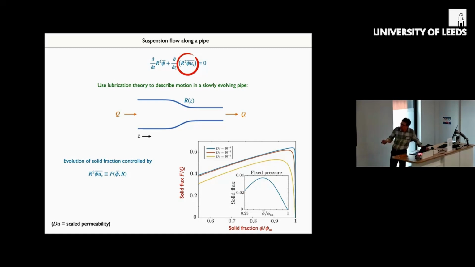Everything is controlled by this grouping here, R squared phi U_S bar, which is the average flux of solid, which I'm just going to call capital F. And I haven't gone through the details of how you get that, other than that you integrate the equations I was talking about and it drops out. But you can plot what it looks like, and you get something that looks like this. So here, there's too much on this plot, so I apologize, but don't panic too much about the different lines. They're just for different permeabilities, which I'm characterizing by something called the Darcy number. You can essentially ignore the yellow one, and the red one in fact, just think about this blue line.